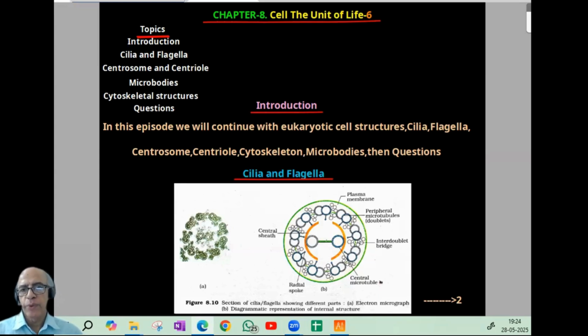Theoretical chapter, important for theory exam as well as NEET exam. So topics, as usual, there will be an introduction. Then eukaryotic structures, cilia and flagella, centrosome and centriole, microbodies, cytoskeletal structures, and after that, 5 theory, 5 NEET model questions with the key.